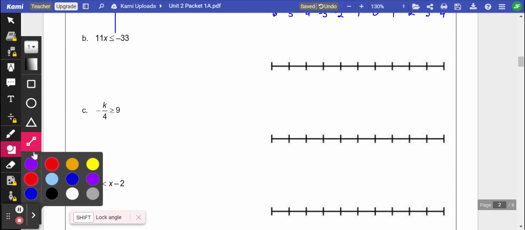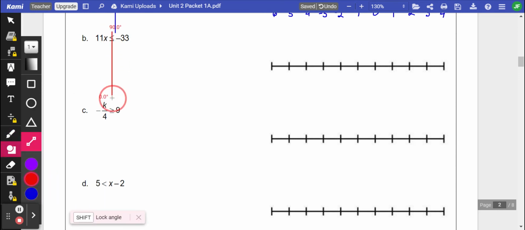Okay, second problem, let's go ahead and draw a line through the equal sign. And this time the x and the 11 are right next to each other. So to cancel that, we need to divide on both sides by 11.